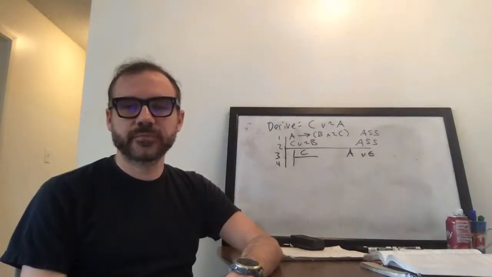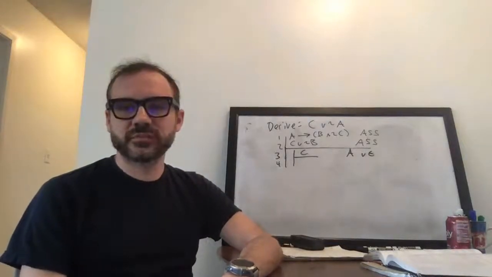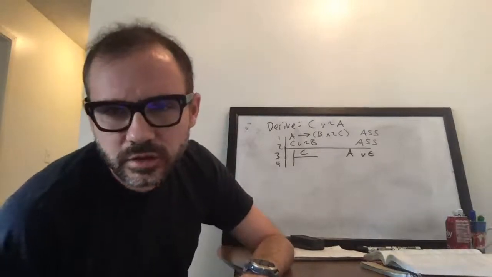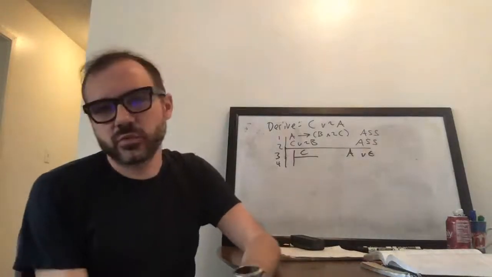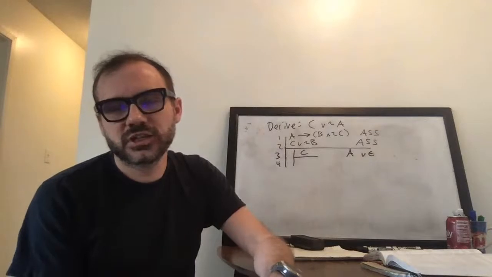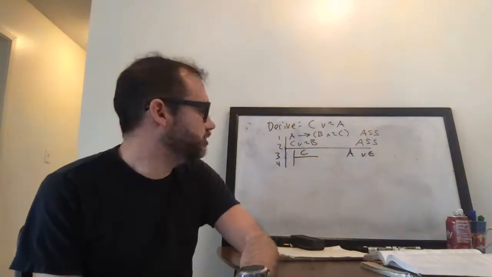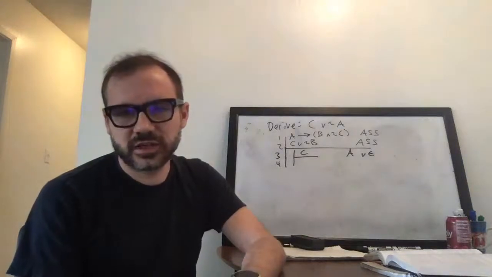But go ahead, keep trying. Think of the rules. Okay, Frida, you say, well, okay, so there's an issue here. Why are you saying negation introduction, but then you give a number? Because negation introduction doesn't work like that. You don't cite any number.